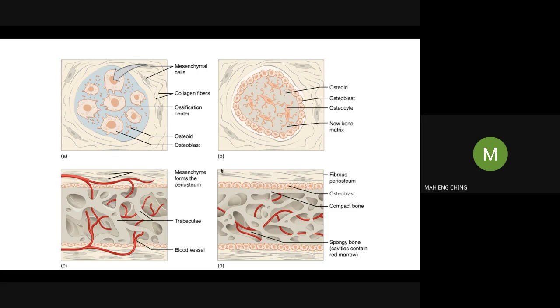This picture summarizes the intramembranous formation. First, we have the mesenchymal cells. Then slowly they form the osteoblasts. The osteoblasts secrete the osteoid, which slowly becomes calcified and becomes bone. So they form the bone matrix. Then slowly the blood vessels infiltrate, and they form the trabeculae, which are spaces between the cells. Finally this forms the mature bone.